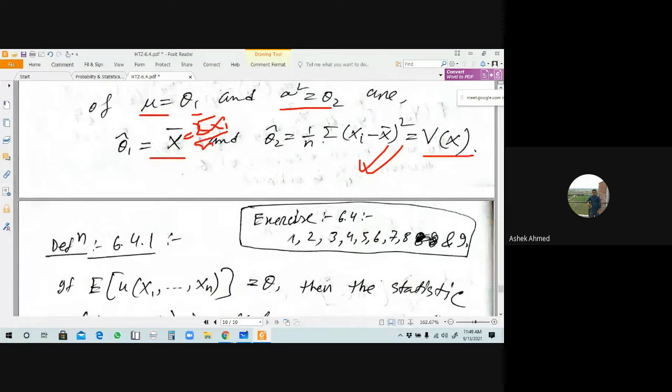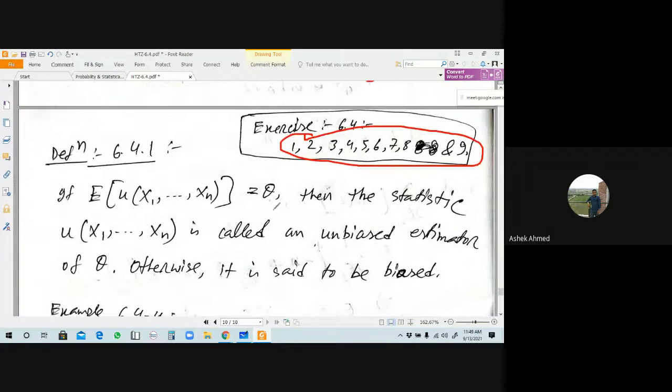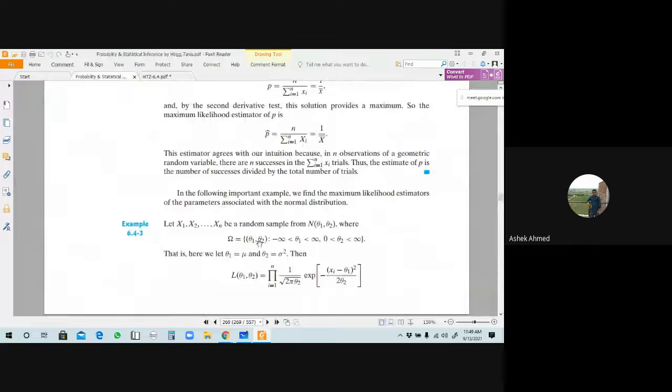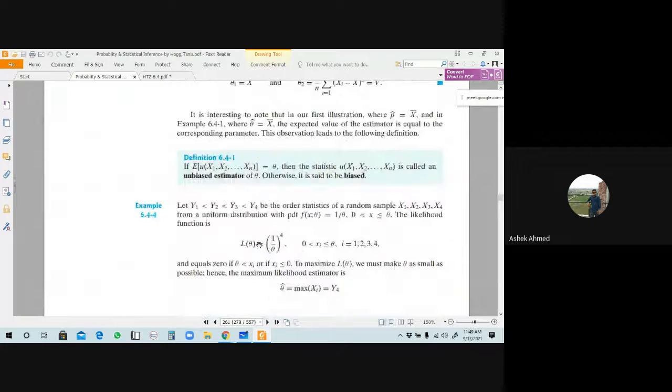By using this concept you have to solve from exercise 6.4, those concept problems here. Try and practice them, or if possible do them, otherwise not needed for now. Now we'll see an example here.